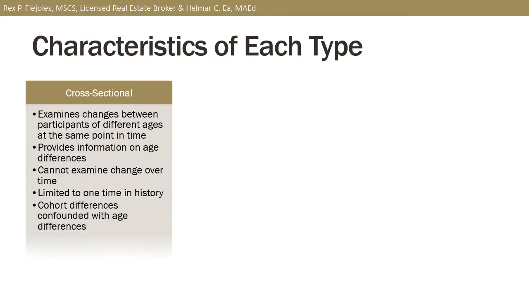Basically, it generates information relevant to age difference, but not necessarily changes over time since different groups of participants were taken in the same time period. Hence, changes may not really be attributed to changes in age, but to cohort effects.